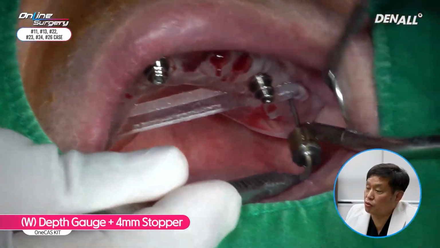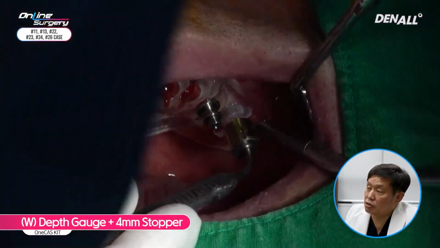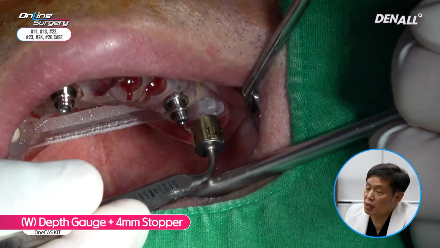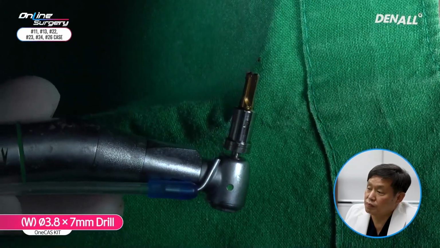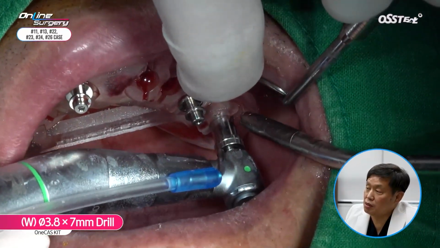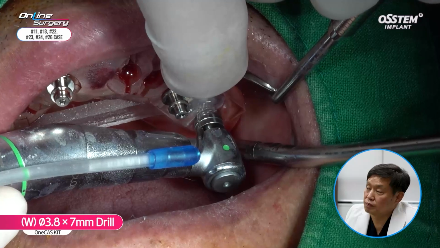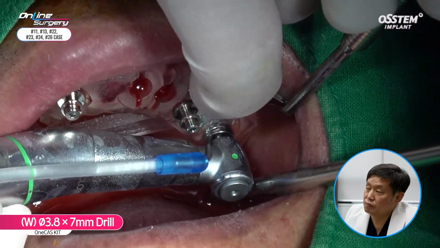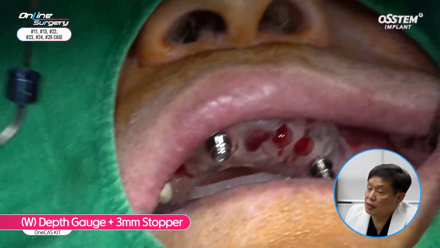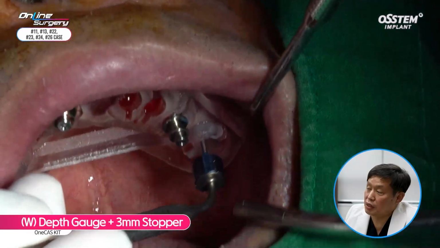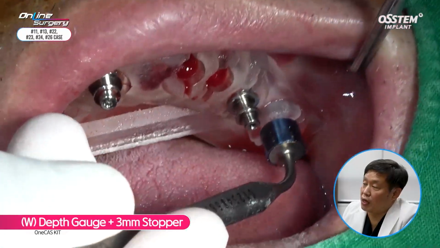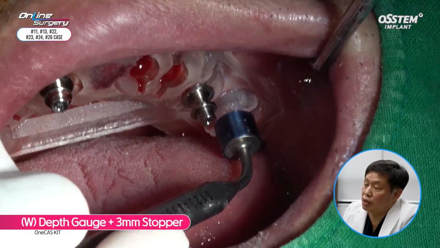Because 6 millimeter drilling was done, with the depth gauge, a 4 millimeter stopper was used to check whether sinus floor penetration was done. There is no proper contact, so the penetration was yet to be done. 7 millimeter drilling was done, with the 3.8 by 7 millimeter drill without stopper. I got the sense that the sinus floor was penetrated. Using a 3 millimeter stopper with the depth gauge, I confirmed there was contact, so it seemed that the sinus floor was penetrated.